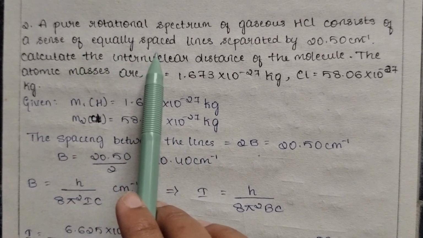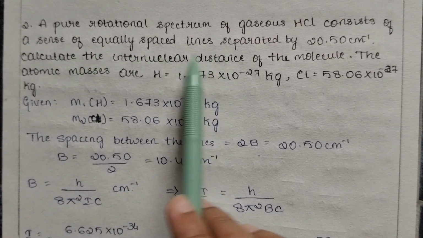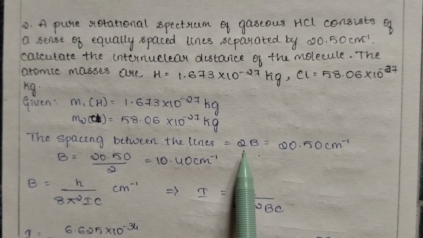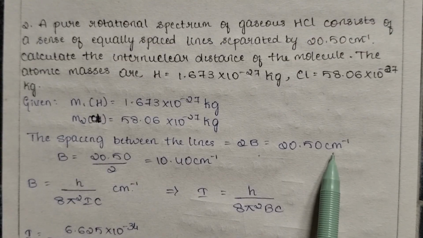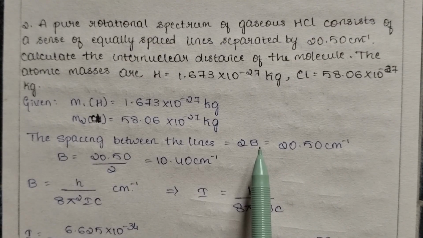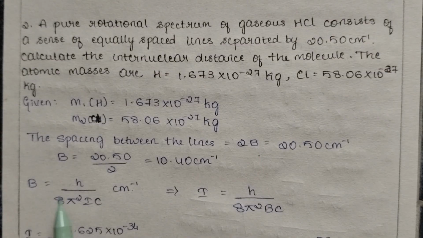And here they have mentioned that the spectral lines are equally spaced, which is nothing but 2B. 2B is equal to 20.50 centimeter inverse, but we need only the value of B, which is the rotational constant. B is equal to 20.50 divided by 2, from which we get the value 10.40 centimeter inverse.